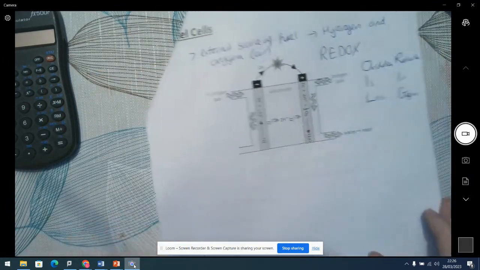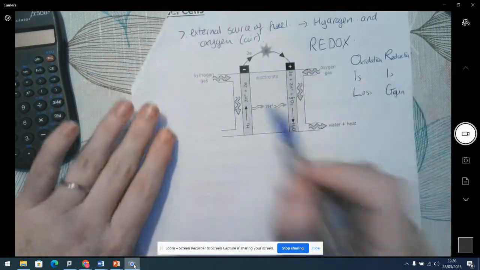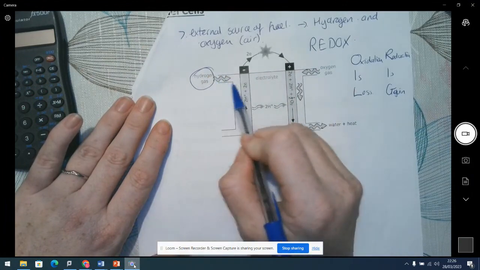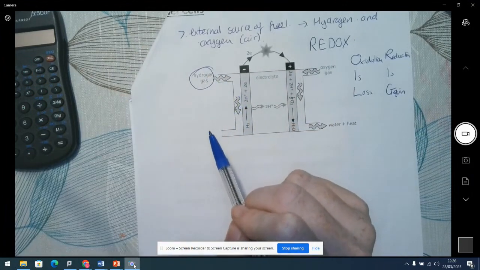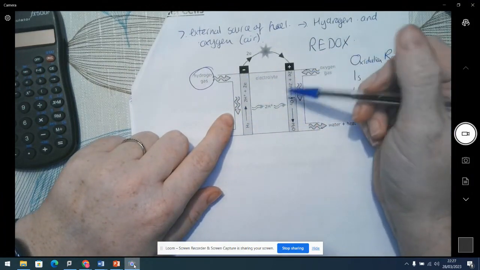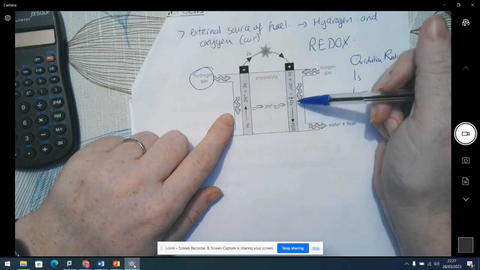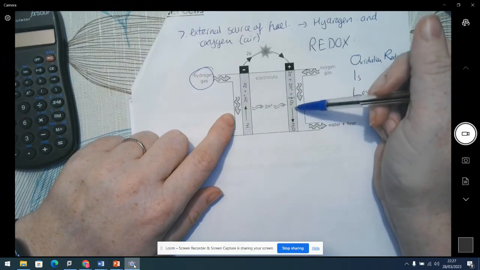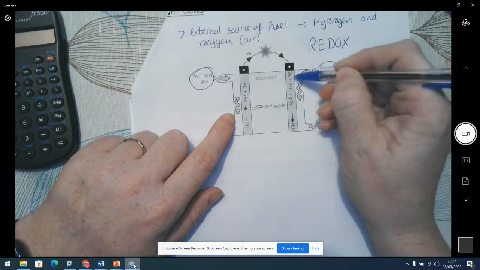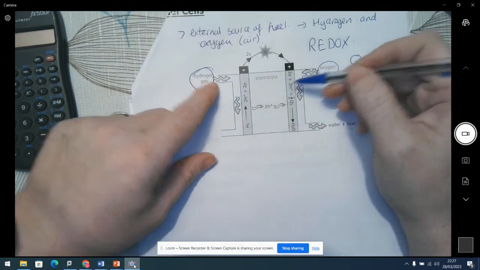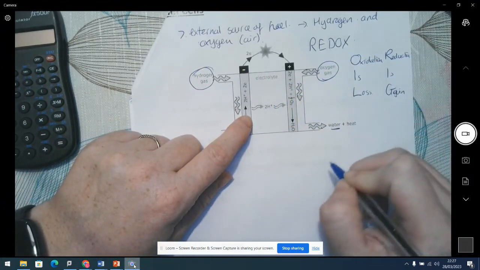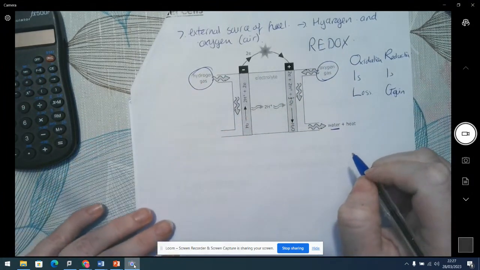So you can see from my diagram, I've got my external fuel source, which is hydrogen, and it's being pumped into my fuel cell. And the fuel cell is then allowing it to react with oxygen. And as a result of that reaction, we then produce water. Here is the oxygen gas being pumped into the fuel cell. You've then got a chemical reaction taking place within the fuel cell, and the byproduct is water from the reaction.